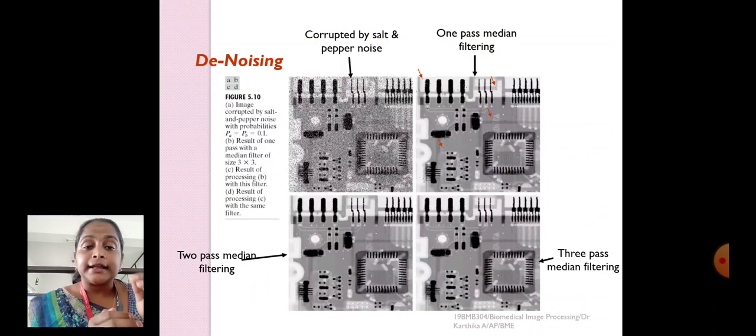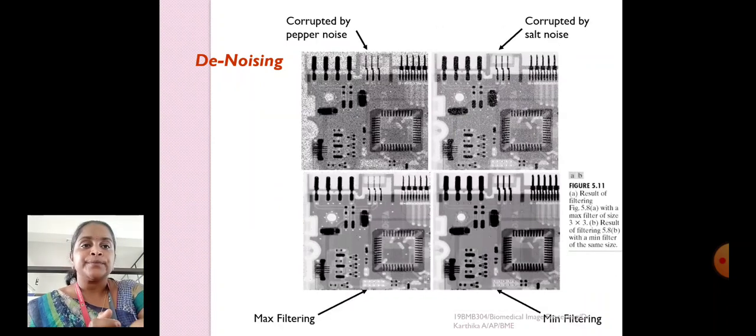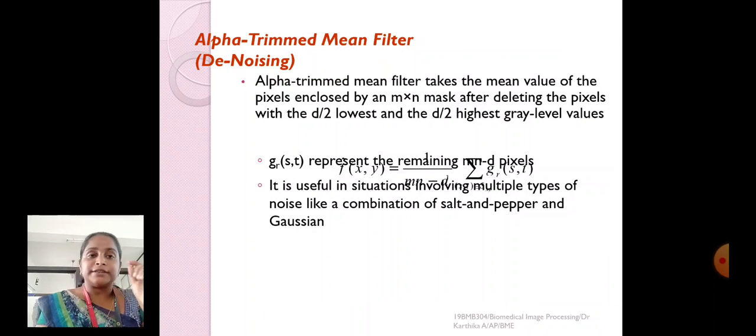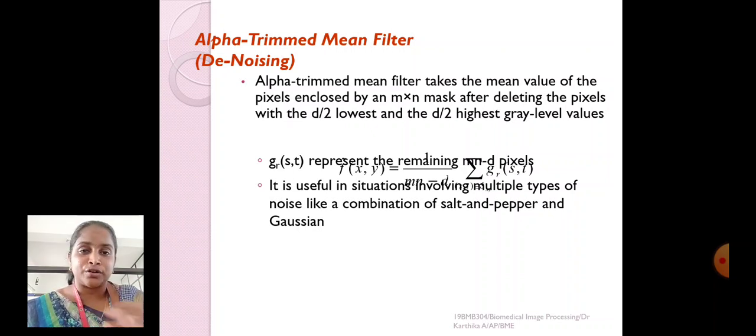Here this image represents the image corrupted by salt and pepper noise, and 1 pass median filtering, 2 pass median filtering, and 3 pass median filtering. Also in this example, it denotes corrupted by pepper noise, corrupted by salt noise, max filtering, and min filtering. Here we have different filtered images as outputs. And the alpha-trimmed mean filter is very useful in situations involving multiple types of noise, like a combination of salt and pepper and Gaussian.